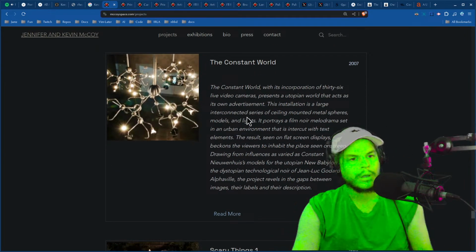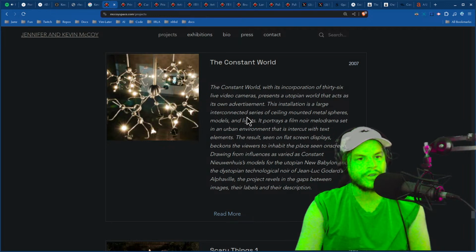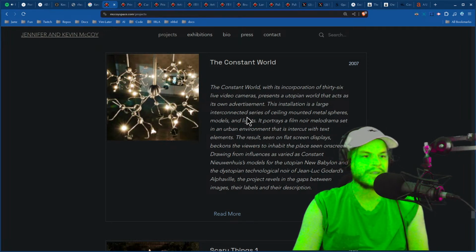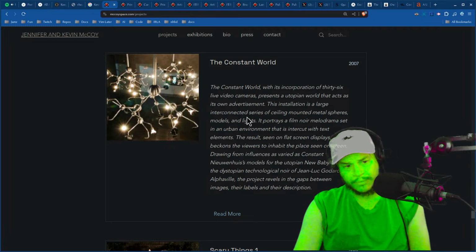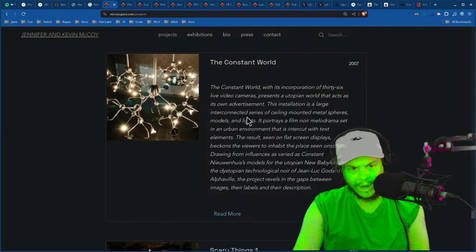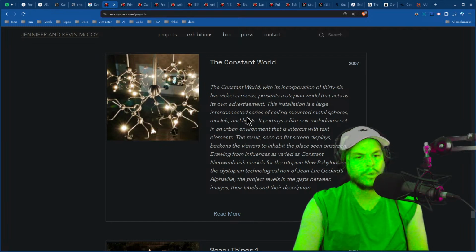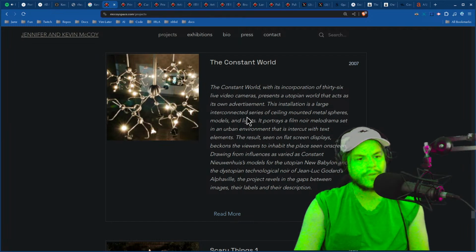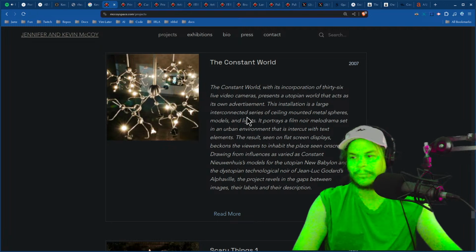The Constant World, with its incorporation of 36 live video cameras, presents a utopian world that acts as its own advertisement. This installation is a large, interconnected series of ceiling-mounted metal spheres, models, and lights. It portrays a film noir melodrama set in an urban environment that is intercut with text elements. The results seen on flat-screen displays beckon the viewer to inhabit the space seen on screen, drawing from influences as varied as Constant Nieuwenhuys's models for the utopian New Babylon and the dystopian technological noir of Jean-Luc Godard's Alphaville. The project revels in the gaps between images, their labels, and their description.